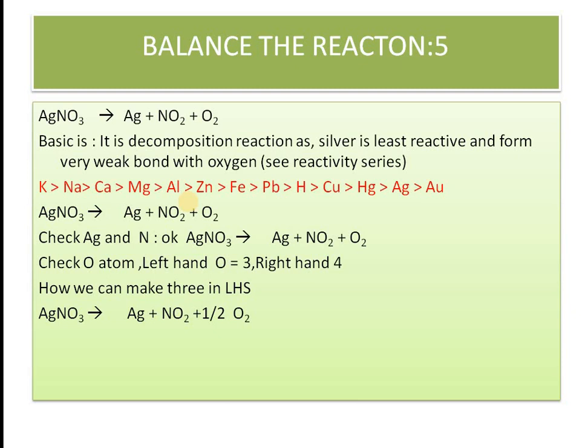But we normally do not write 1 by 2. We write whole numbers, not fractions. So what do we have to do? What is the denominator? 2. So multiply the full equation by 2. This way you will get the balanced equation.